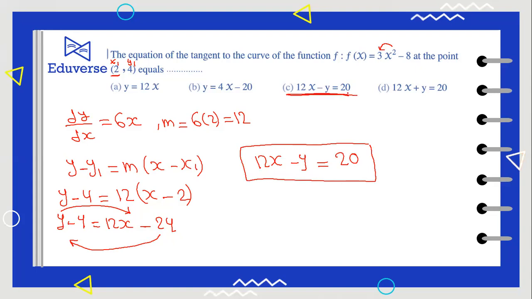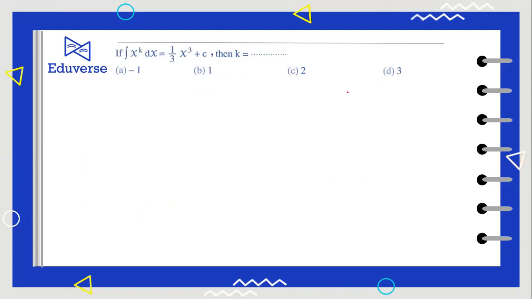Okay. Next: if the integration of x to the power k dx equals one third x cubed plus a constant, then what is k? Look here, x power k. To integrate, add 1 to the power and divide by the new power. The rule: integral of x power n dx is x power n plus 1 over n plus 1, plus c.